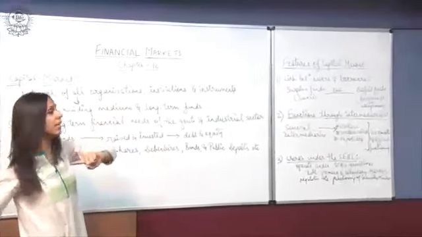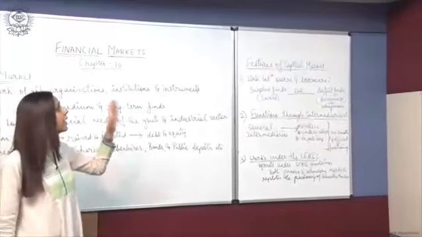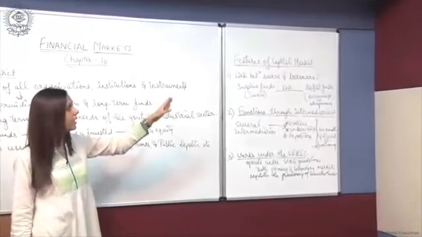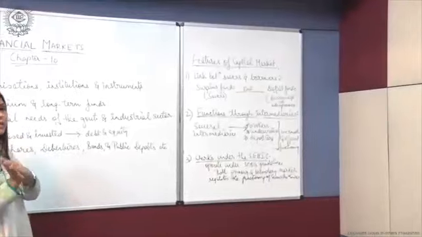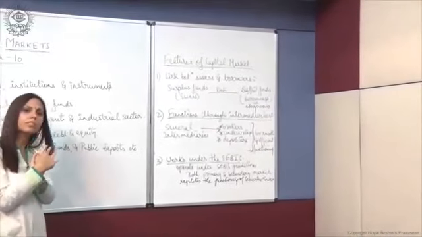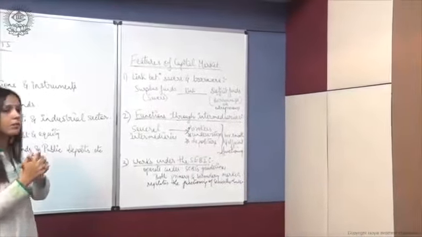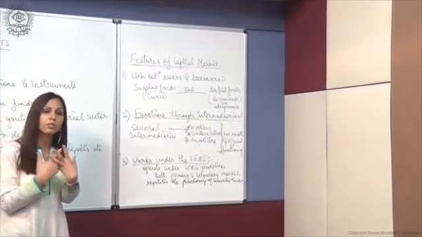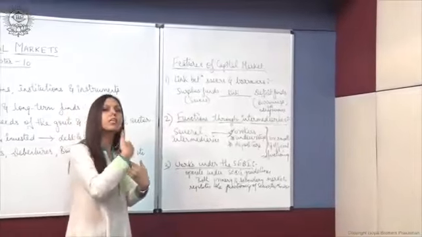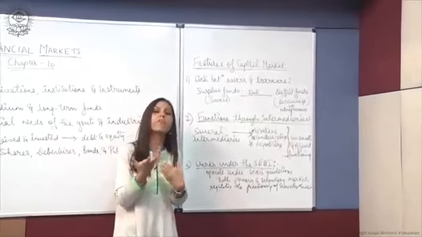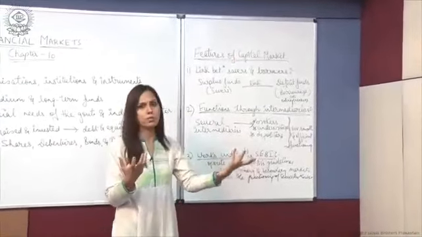The first feature says that it links savers and borrowers. The capital market is actually a link between the savers and borrowers. We discussed in the previous class as well that the savers are called the surplus units. They have the surplus fund in their hands, and the capital market helps these savers to invest their fund in the most productive uses.